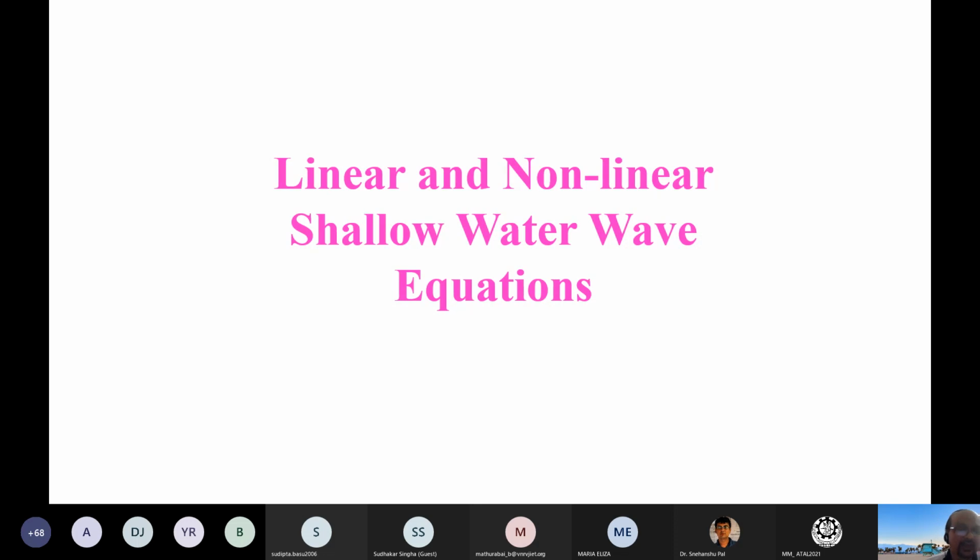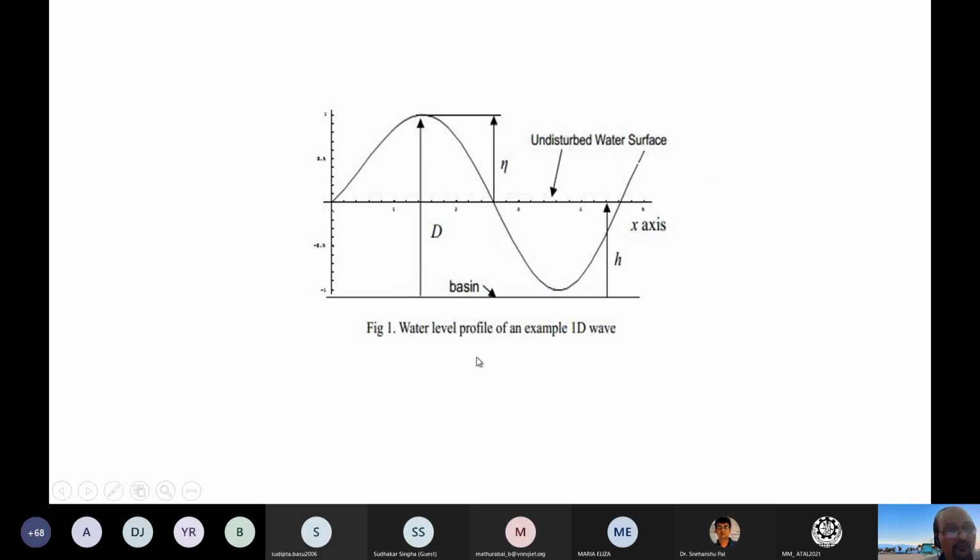So next is the shallow water wave equation, that is the tsunami. So here again linear and non-linear shallow water wave equations. So if you see the waves, this lower bed is the basin, and the x-axis is given, this is the height. So this height of the sea we cannot measure exactly. So again uncertainty will come.